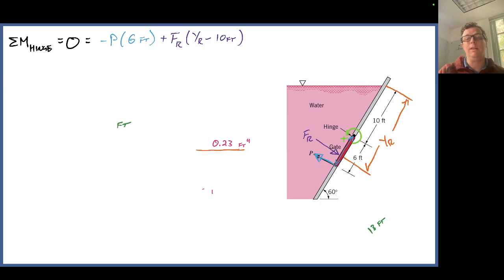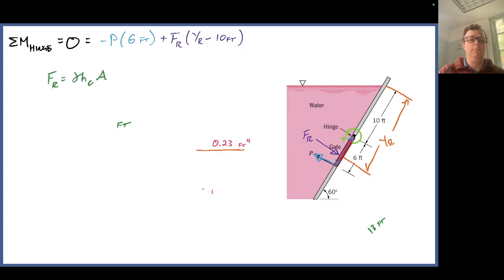In this case, because the water surface is not coincident with the hinge, YR isn't the moment arm. We only need that little section of distance between the hinge and where the resultant force acts. Now, from the geometry of the problem, that means I need to know YR, labeled in orange, and then I need to subtract off 10 feet because that's not part of the moment arm. So let's work through this together.